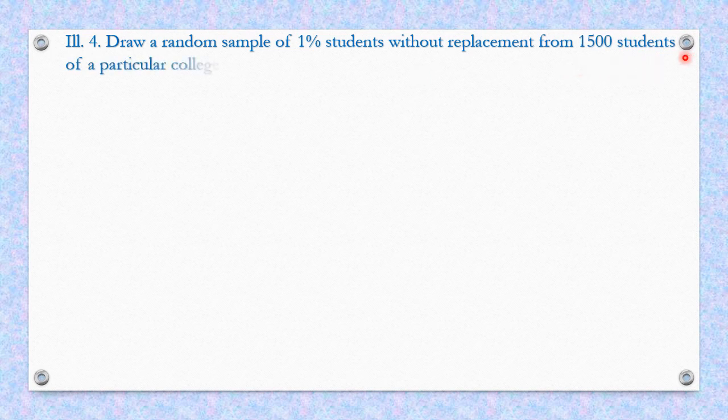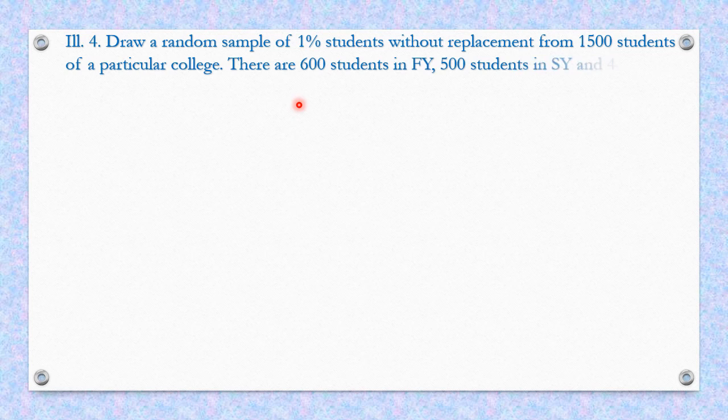Let's take an illustration and understand how it is done. Draw a random sample of 1% students without replacement from 1500 students. So 1% of 1500 is 15. There are 600 students in the first year, 500 students in the second year, and 400 students in the third year.